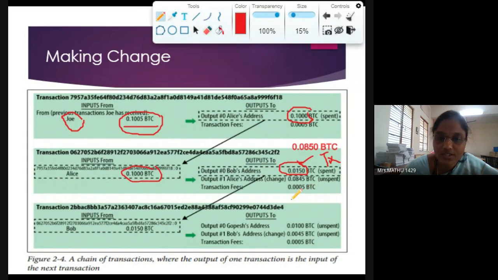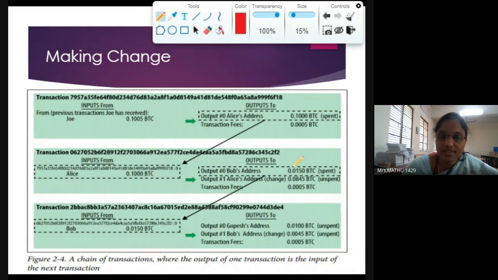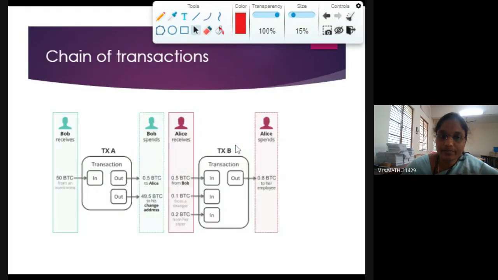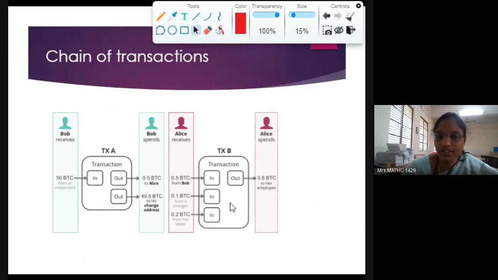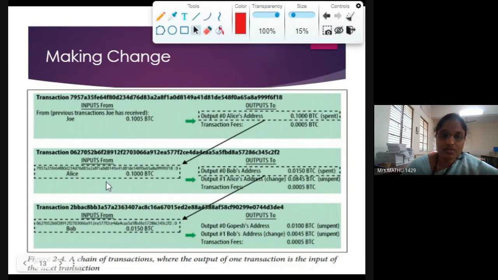Okay, so the transaction fee is actually the difference between the inputs and the outputs. We have already seen that the difference between the inputs and the outputs will give you the transaction fees. So what is the input here for Alice? 0.1000 bitcoin, and the output is how much she has sent? 0.015 bitcoin she is spending.